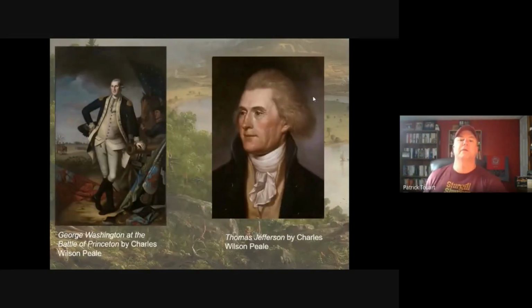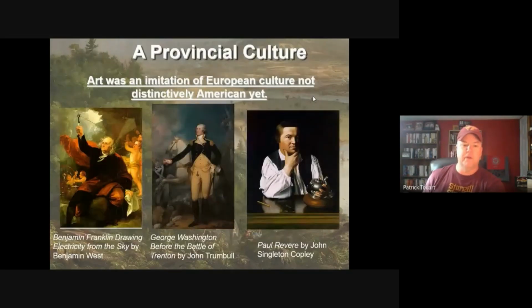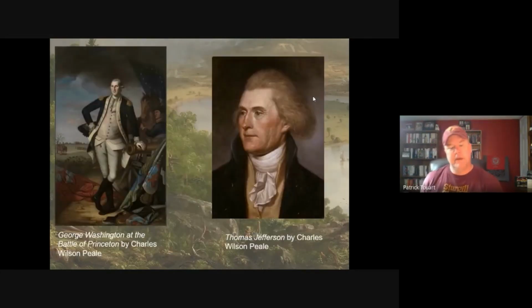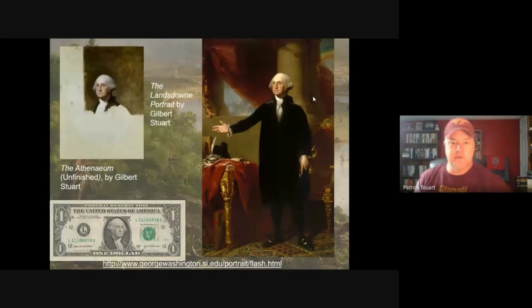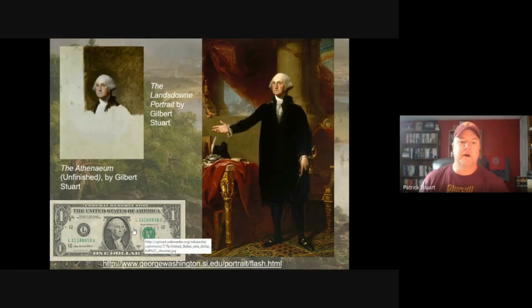That Thomas Jefferson painting covers a lot of books. You have four artists particularly in this period. Gilbert Stuart is going to come a little bit later, but you've got West, Trumbull, Copley, and Peale, and they pretty much painted American heroes. Stuart, like I said, came a little later, during the Federal period, during President Washington's period. He's particularly famous for his portraits of President Washington, most famously the Lansdowne portrait and the Athenaeum, which, of course, graces the dollar bill.